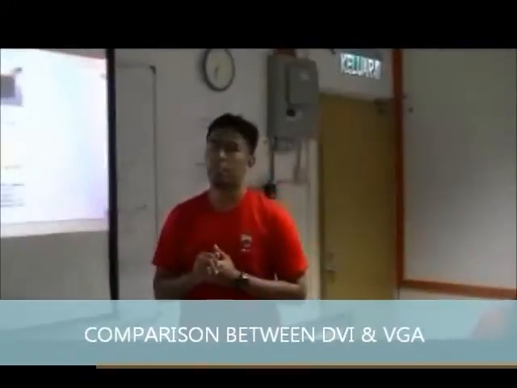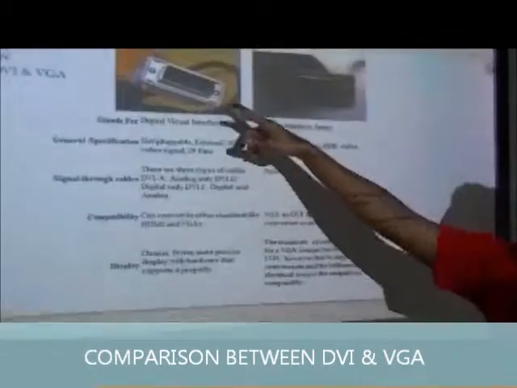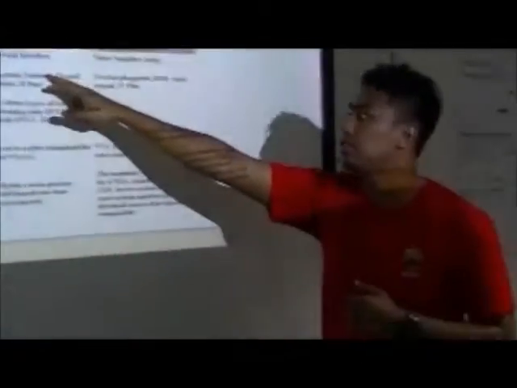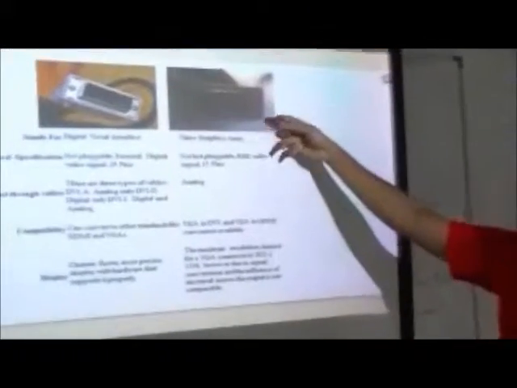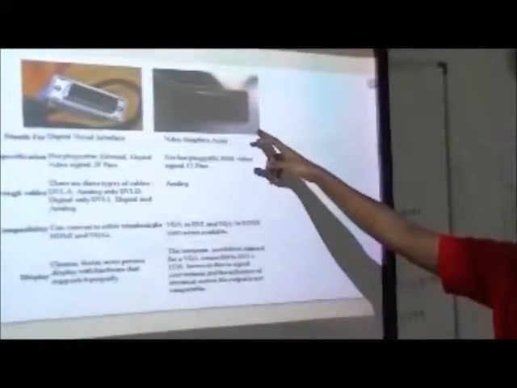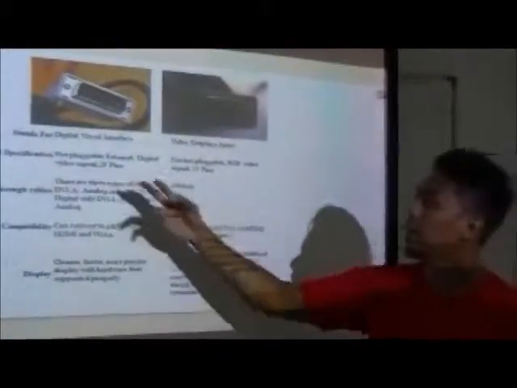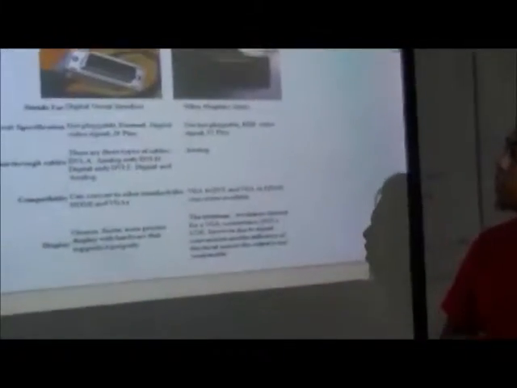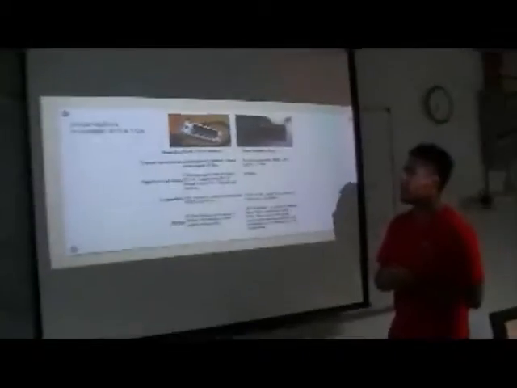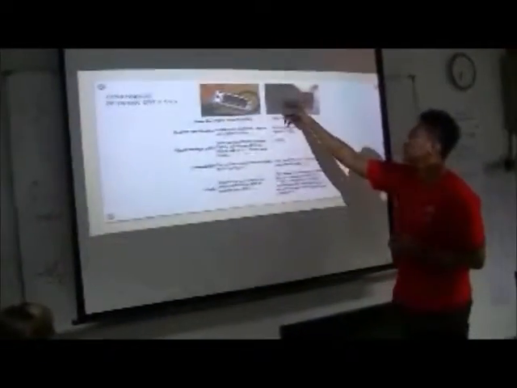Just a conclusion, a revision from what I said. This is the comparison between the DVI and the VGA. First of all, this is the picture of the digital visual interface cable, and this is the video graphic array, VGA, that most display laptops have. And then for the general specification, the DVI is a hot pluggable external and digital video signal, and has 29 pins, which is more than VGA that only has 15 pins.